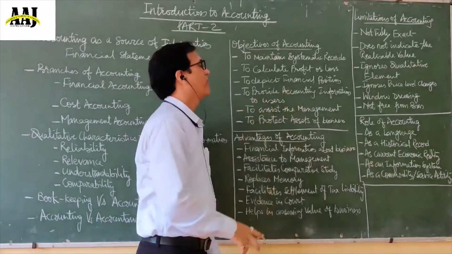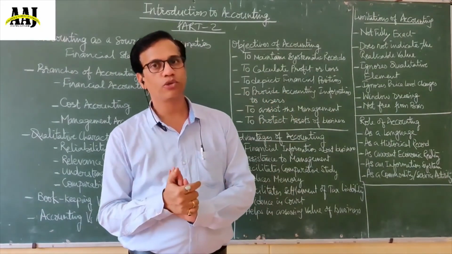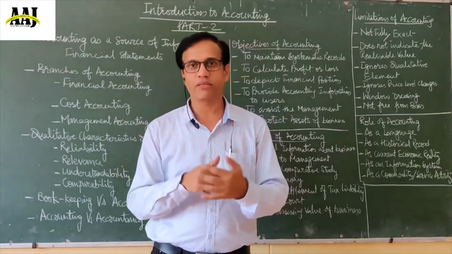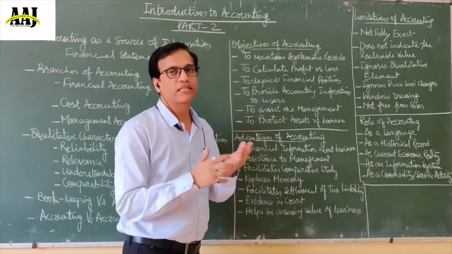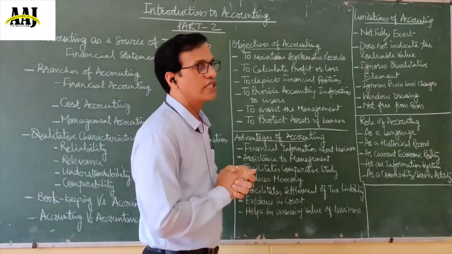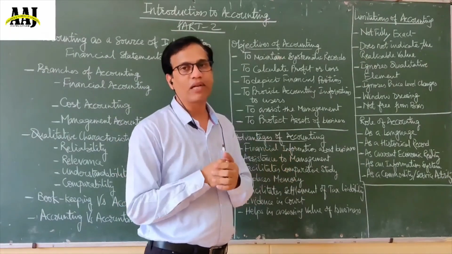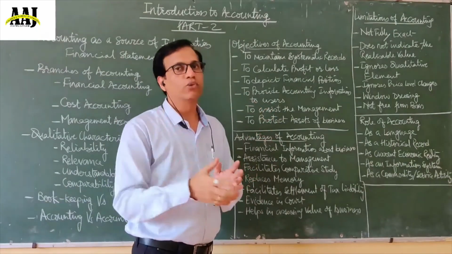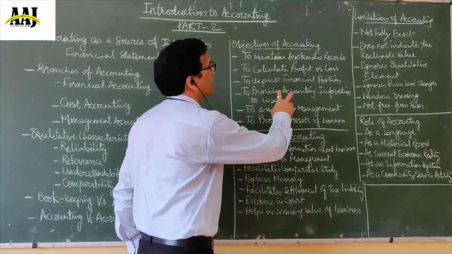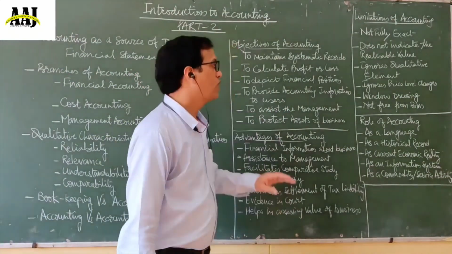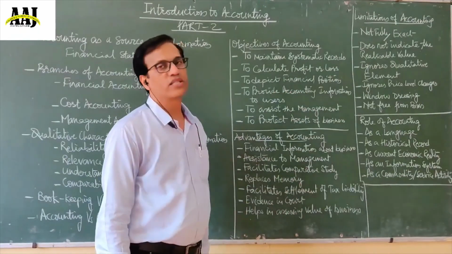Then comes to provide accounting information to users. There are various users: internal, external, owners, management, employees, creditors, suppliers, lenders, moneylenders, banks, financial institutions, government, tax regulators, public, research scholars. There are various users of accounting information. They require various types of information from time to time. So accounting aims to provide them this information.